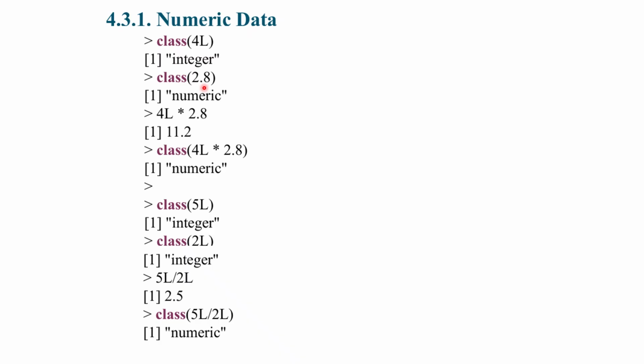And class of 2.8. So 2.8 is a fraction number, so it is a numeric number. So 4L is the integer number and the fraction number 2.8 is used here as a numeric number. So there are two types of numbers, integer and numeric. An integer number is represented along with L, and a numeric number is a fraction number, for example 2.8.